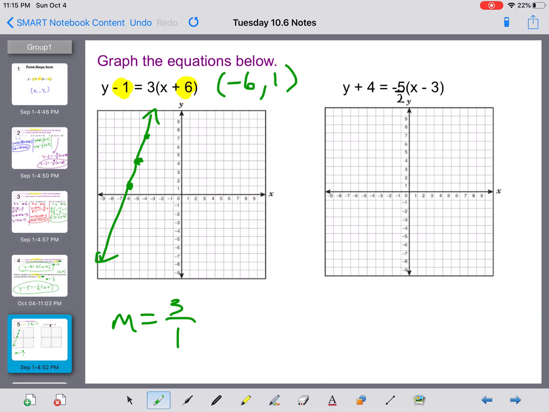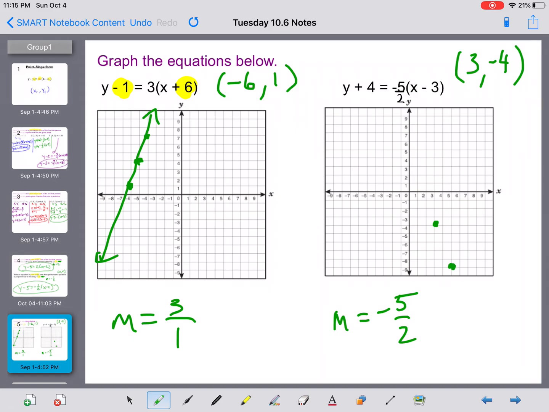You could also go in the other direction if you need to, but we always try to run to the right if possible. Same thing here, our slope is negative 5/2. But our point we need to pull out of the equation is 3, negative 4. So we're going to go to 3, negative 4, is right there. And then we want to go down 1, 2, 3, 4, 5 to the right 2.